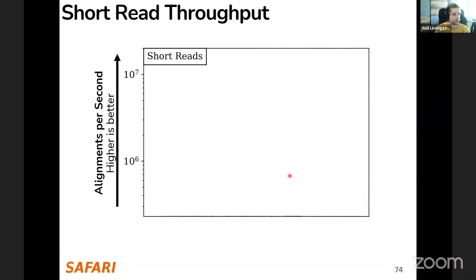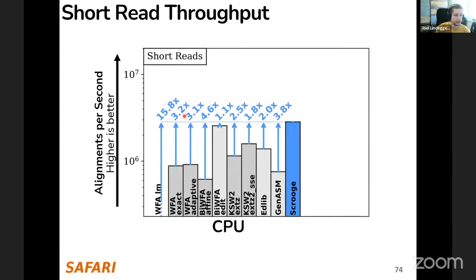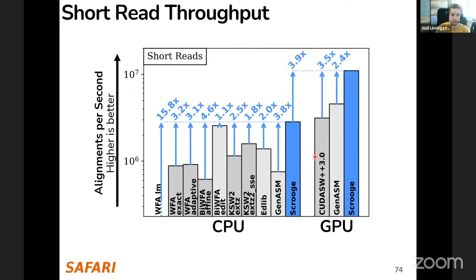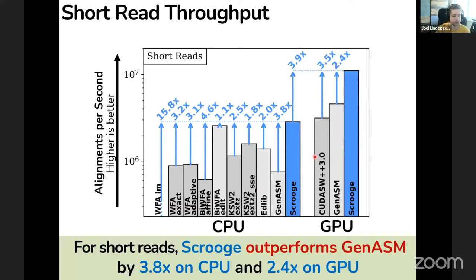On short reads, we again plot alignments per second on the y-axis, higher is better. And the CPU throughput is again best for Scrooge. It outperforms all baselines. Same thing on GPU again. In particular, Scrooge outperforms Genome by 3.8x on CPU and 2.4x on GPU.